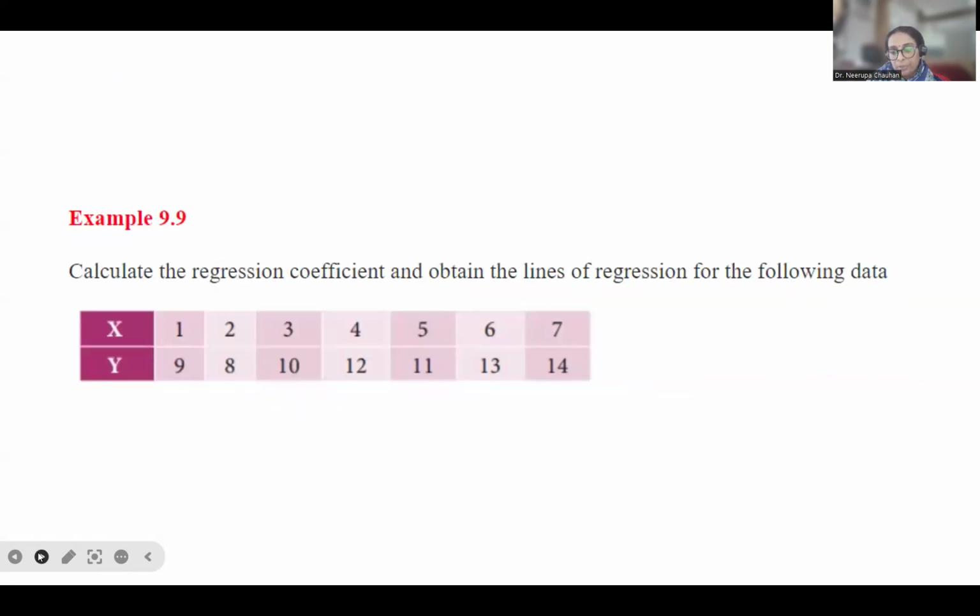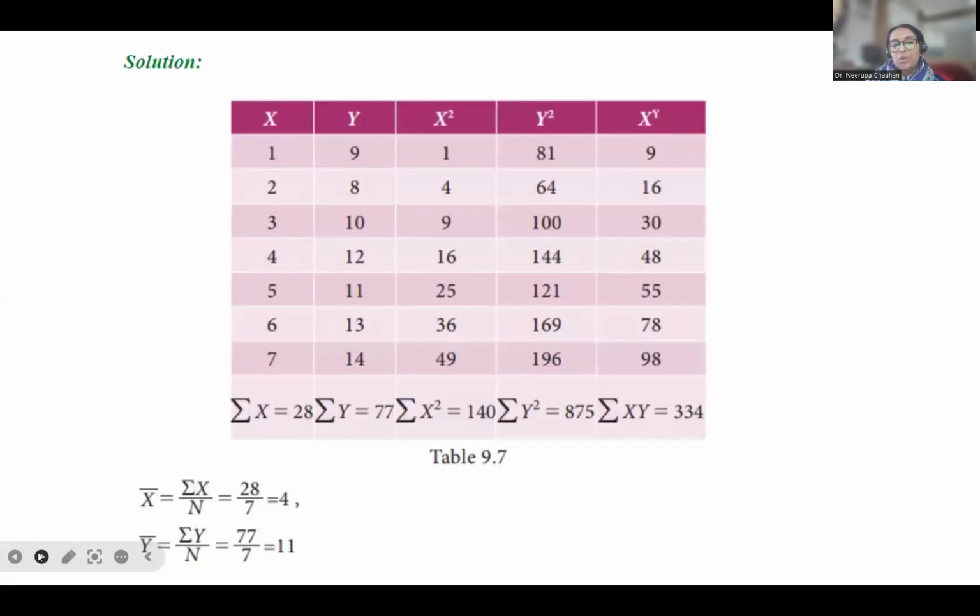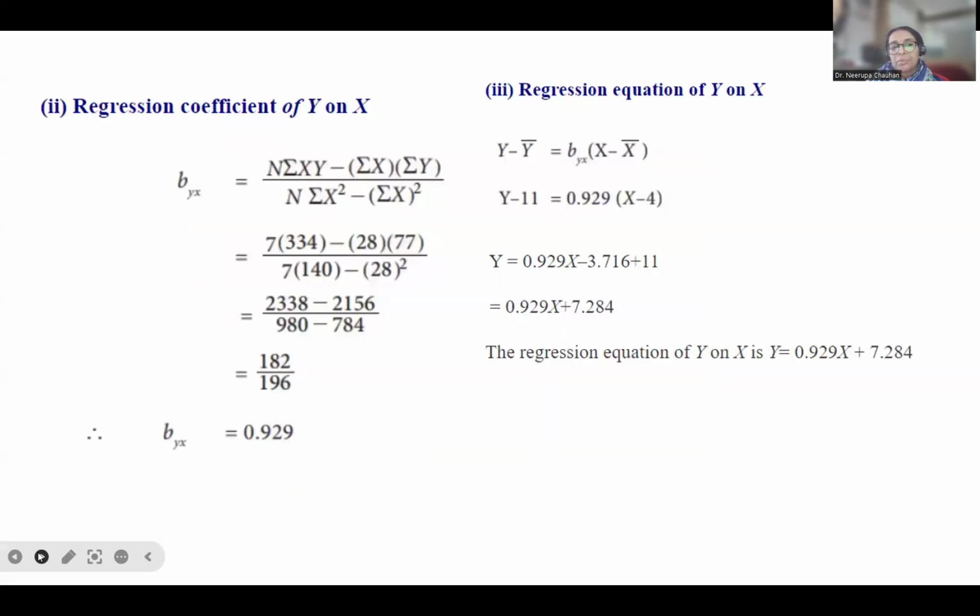So let's see with the help of an example. A data set has been given, and we are asked to obtain the regression lines from the following data. It means x on y as well as y on x. So let's go with x on y first. We have calculated xy, x square, y square. The summations have been done. Apart from that, the mean of x as well as the mean of y has also been calculated. Now we put these into the regression coefficient formula.